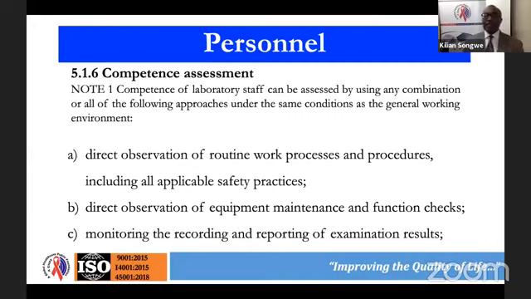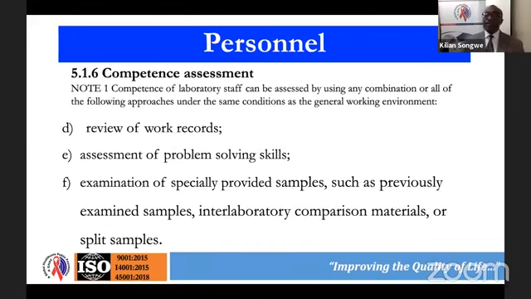It could either be direct observation of routine work. It could be direct observation of how you manipulate the equipment. It could be monitoring of how the records are maintained, or it could be review of records that the staff keep, as well as assessments of problem solving. How does the employee assess a problem and how do they resolve that problem?